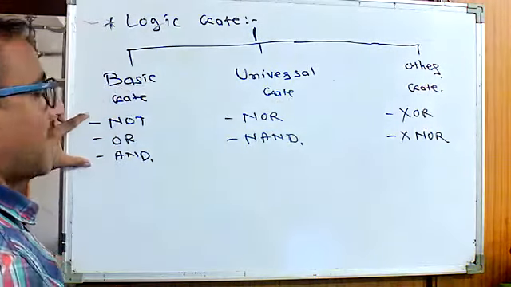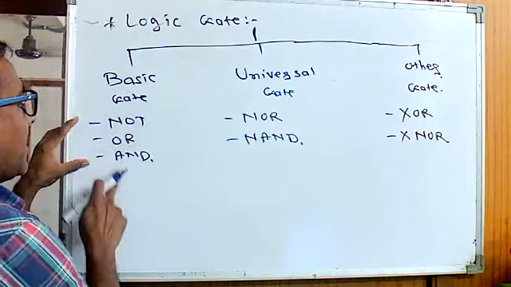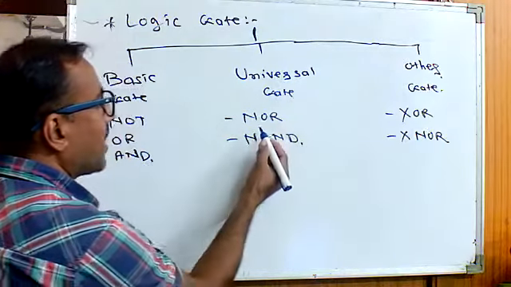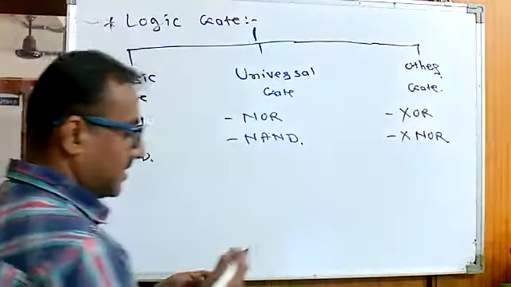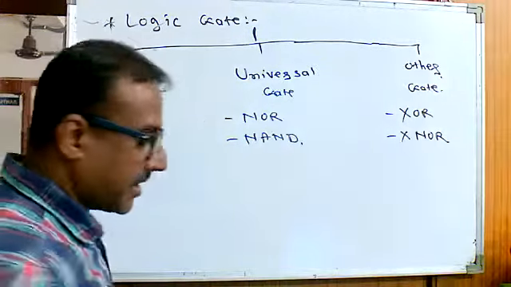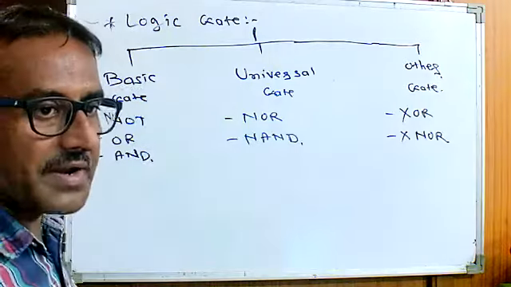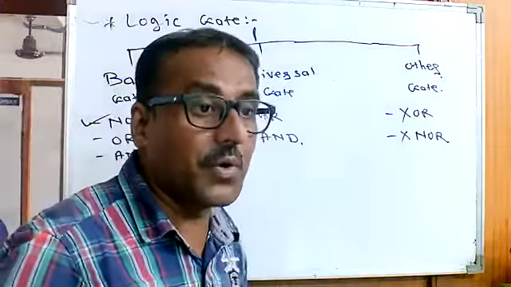Basic gate is divided into three parts: NOT gate, OR gate, AND gate. Universal gate has two parts: NOR gate, NAND gate. Others gate has two parts: XOR gate, XNOR gate. So today I will first explain NOT gate. What is NOT gate? How does NOT gate work?